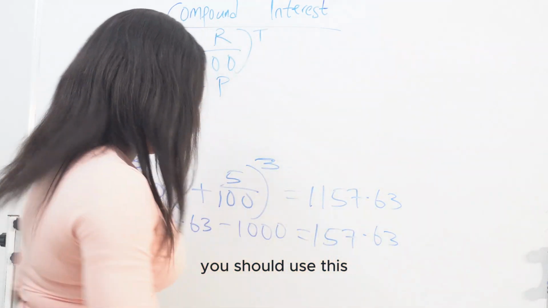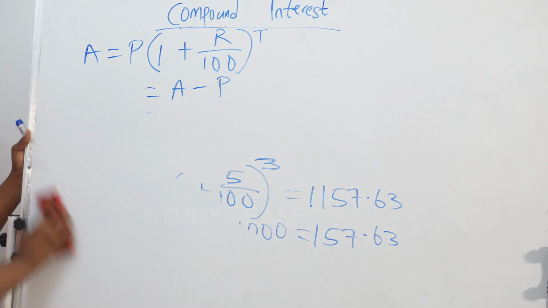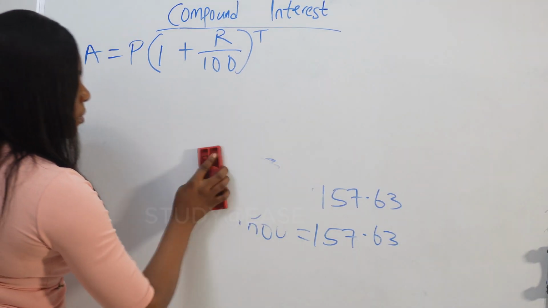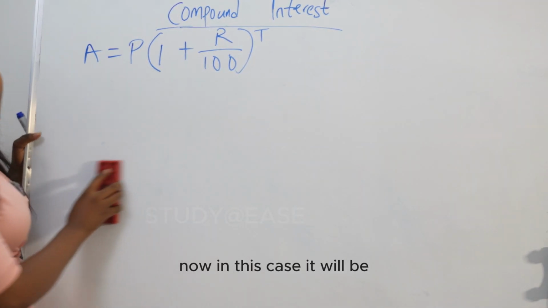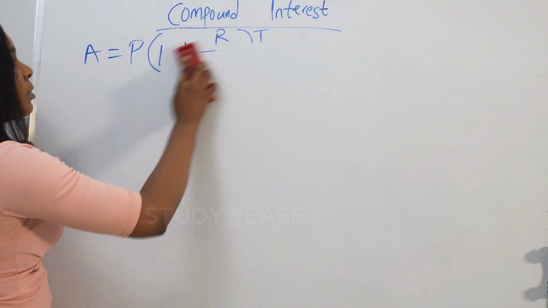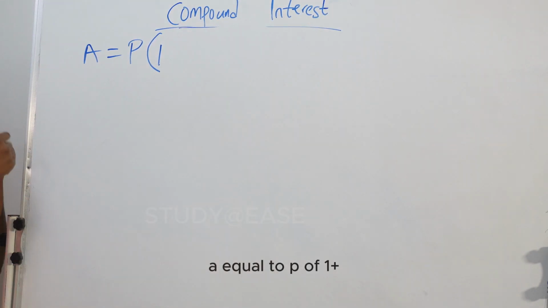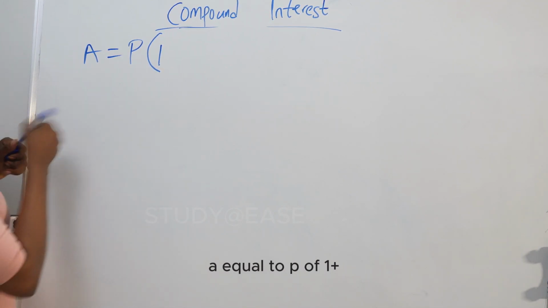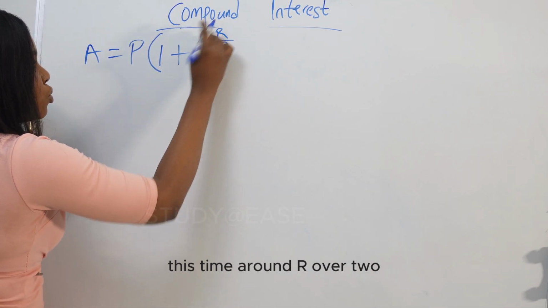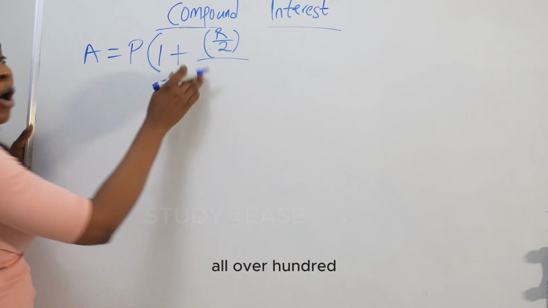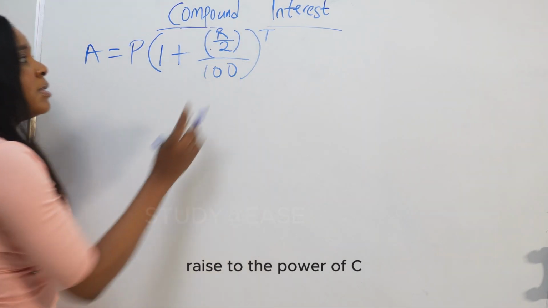Now, what if you were told to find the compound interest of half yearly? You should use this. Now, in this case, it will be A equal to P of 1 plus, this time around, R over 2 all over 100 raised to the power of T.